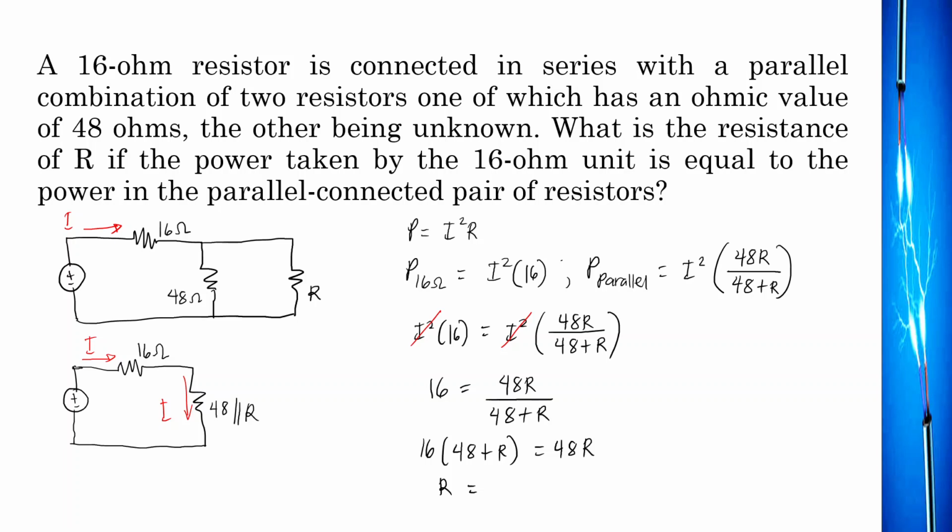So, I can have 16 times 48. So, pwede nyo i-multiply yung 16 sa 48, tapos yung 16 sa R, tapos you can have a cross, or I mean, transposition. So, ang makukuha yung resistance will be 24 ohms. Yan. Okay, so 24 ohms ang ating resistance na hinahanap. Okay. So now, let's have the next item.